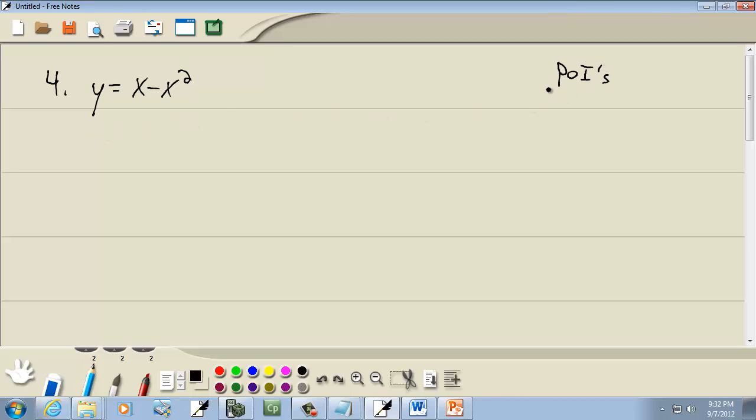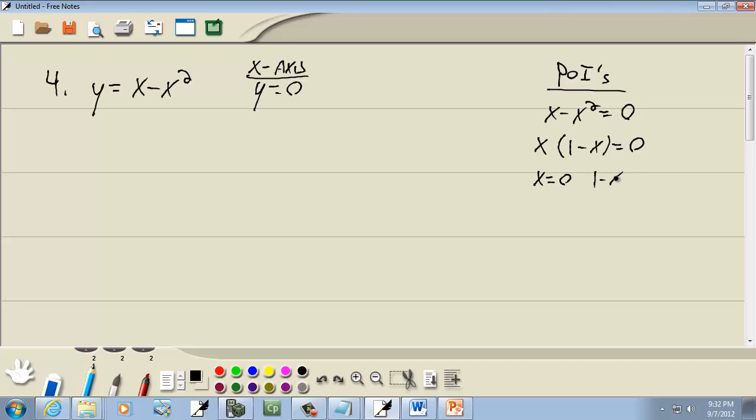So POIs. Now the x-axis is y is equal to 0. So whenever they say the x-axis, that's what they're referring to. So we're going to set x minus x squared equal to 0. Well, I can factor out a GCF of x here, which will give me 1 minus x. Now set each factor equal to 0, so x equals 0, and 1 minus x is equal to 0. Take the negative x to the right side, becomes a positive x, so we get 0 and 1. That's no surprise, that's what it looked like.